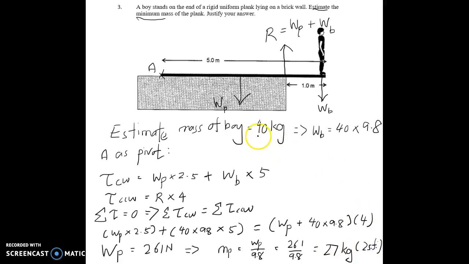For those of you who have a different mass of the boy, 35 kilo, maybe 30 kilo, 45 kilo, you will have a different answer for sure. So remember, keep to two significant figures and apply the formula, and you should be good to go. Your final answer must be two significant figures.